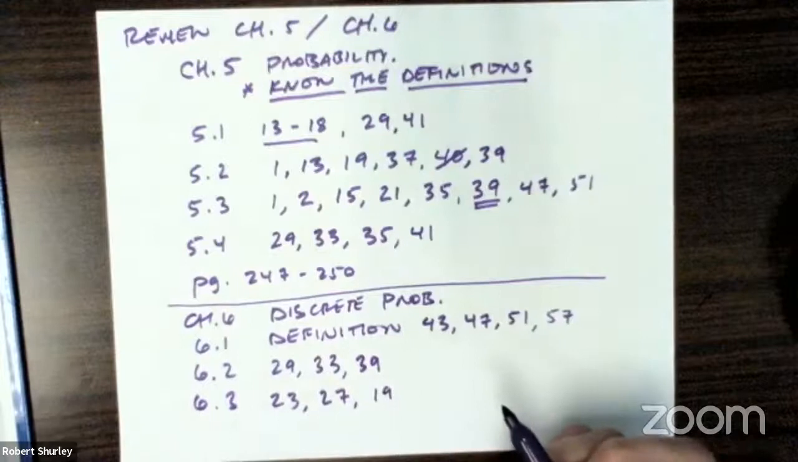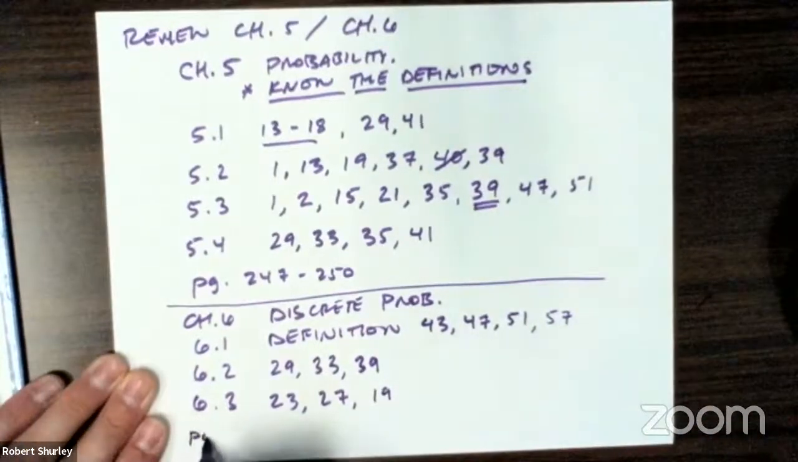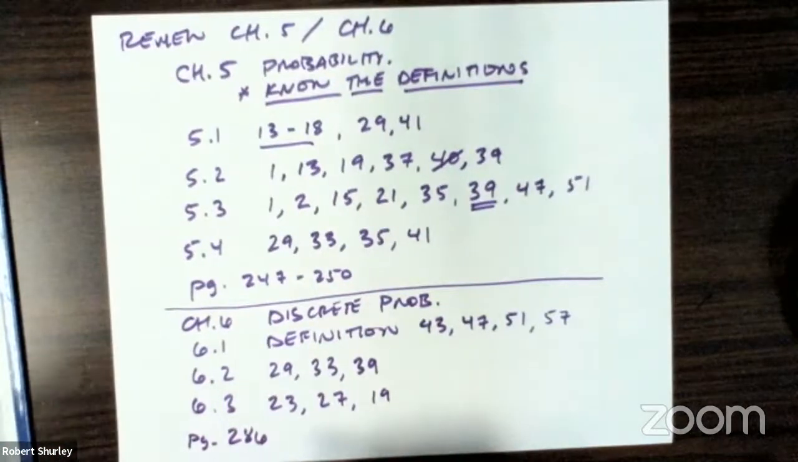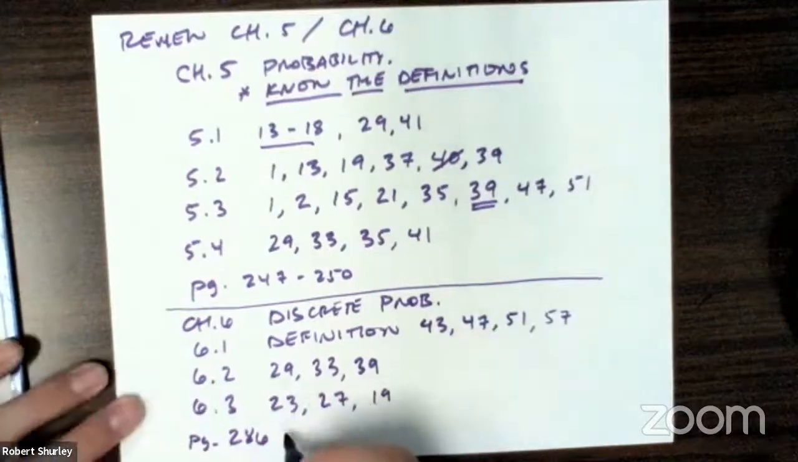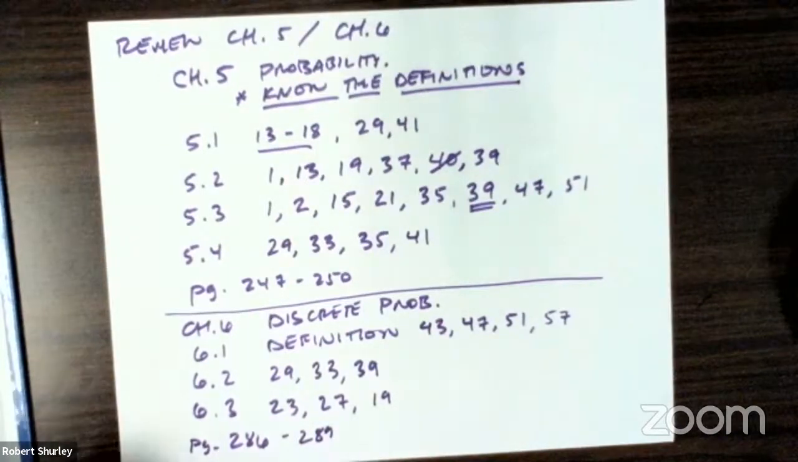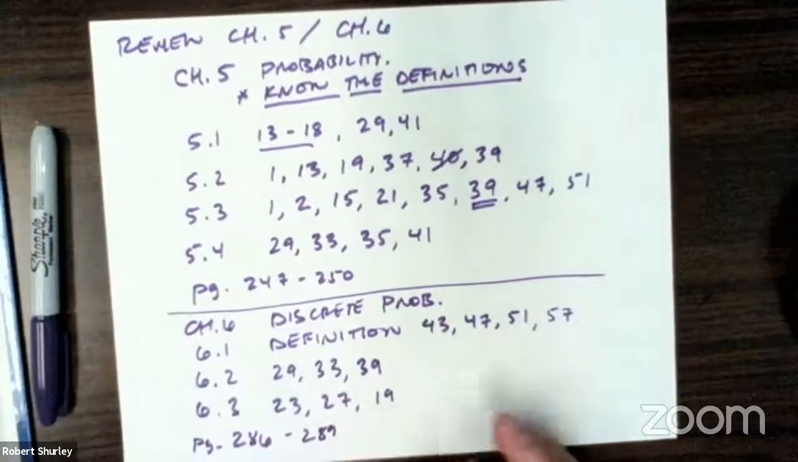And again, the chapter 6 summary for this one is a little shorter. The summary starts on page 286 and goes to really the top of 289. You don't have to worry about the case study or anything like that, though the case study is actually kind of interesting. But 286 to 289, that's a good review.